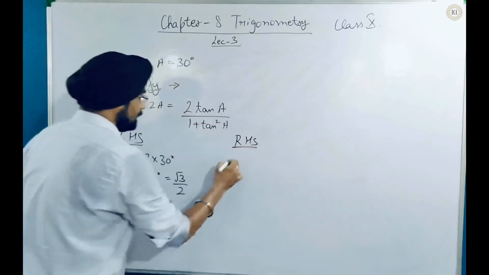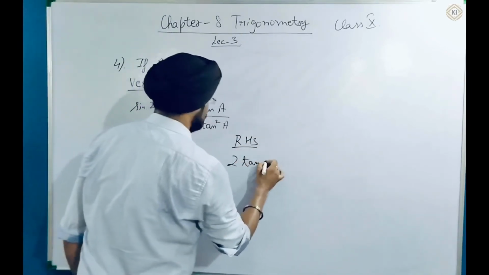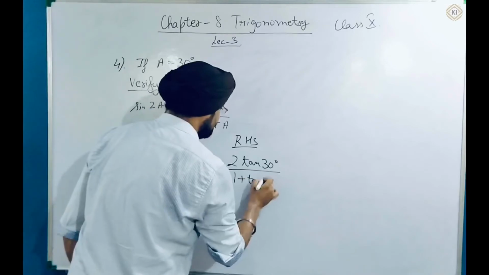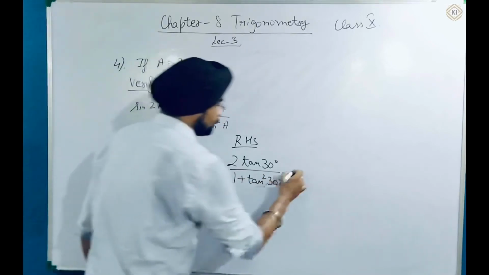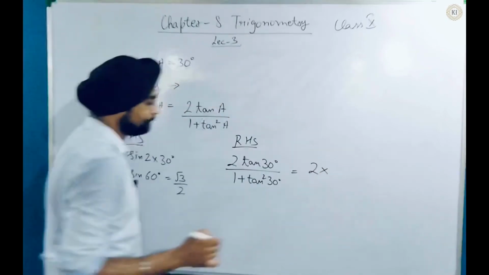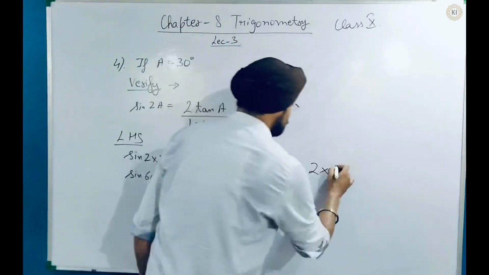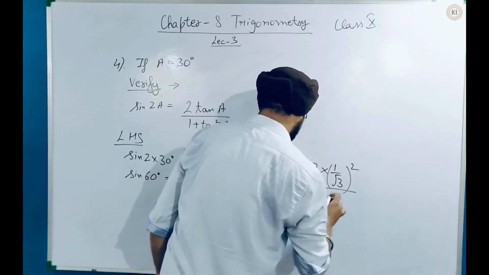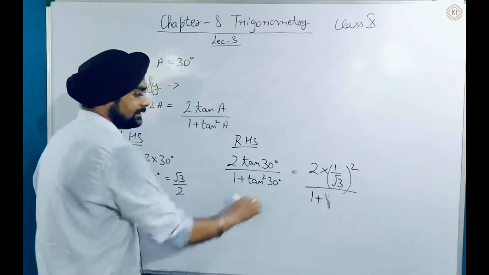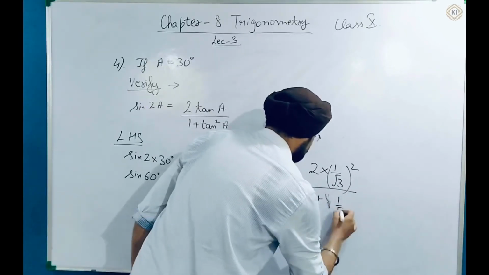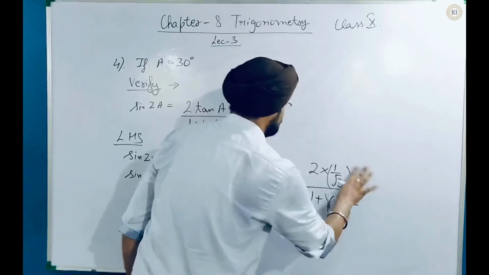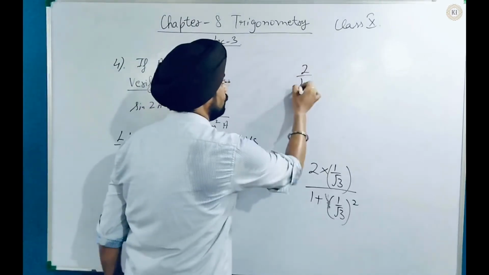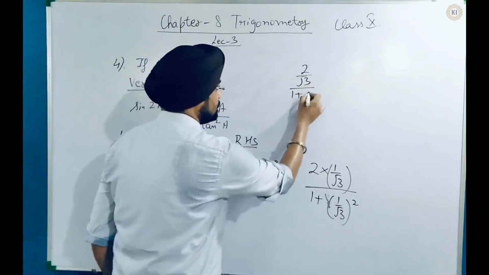So 2 tan A means 2 tan 30 degrees upon 1 plus tan square 30 degrees. So the value of 2 tan 30, 2 into tan 30, the value of tan 30 is 1 by root 3, whole square upon 1 plus, again tan 30 is 1 by root 3, this value will not be squared because square is not given. So 2 into 1 by root 3, it will be 2 upon root 3 upon 1 plus 1 by 3.